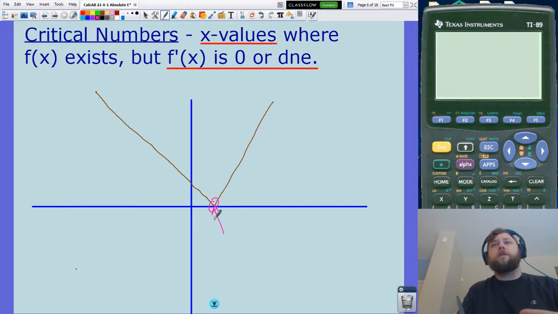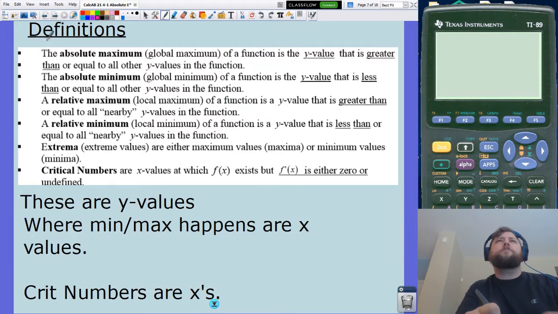So we want to keep track of those. So this would be a case where the derivative does not exist. And we want to check those as well, or keep track of those as critical numbers. All right, let's break down all those definitions.